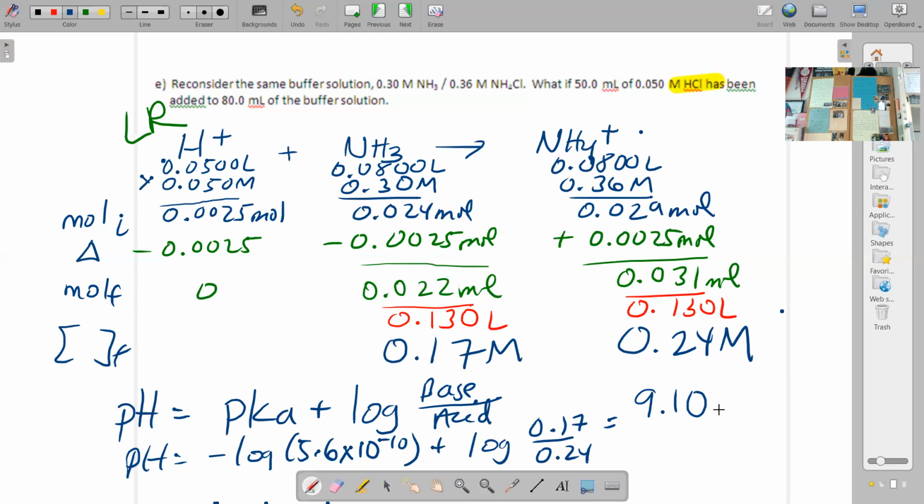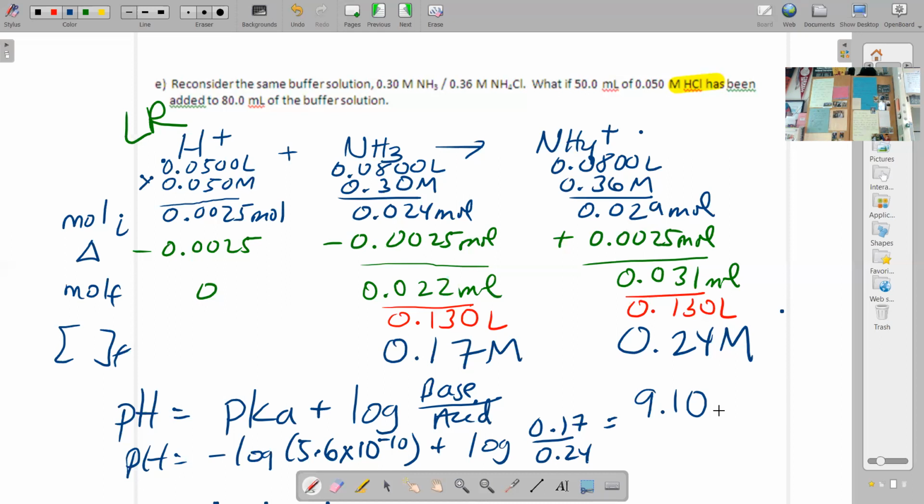Honestly, what do we do to the ratio now? Compared to 9.18, our original buffer, we lost some of our base because it went down and some of our acid went up. So our ratio got even heavier on the acid, yes? So compared to 9.18, does it make sense that we went down further to 9.10? 9.09, whatever you got. What do you think?